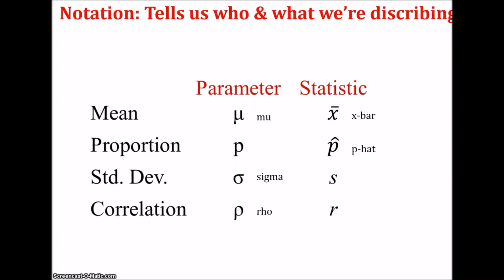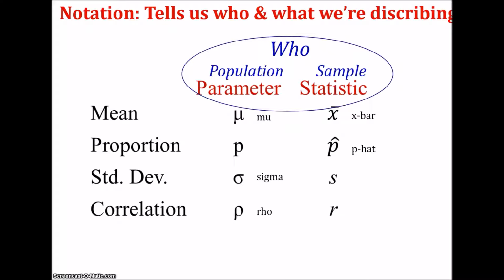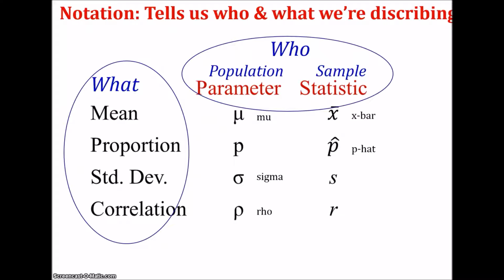I want to draw your attention for a minute to our notation. Notation is important for us to be able to know who and what we're describing. When we're describing a population, we do it with a parameter. When we're describing a sample, we do it with a statistic. So there's our who. And then what is it about that population or sample that we want to describe? That's our what. So we use the population mean, we use the notation mu, sample mean, x bar.